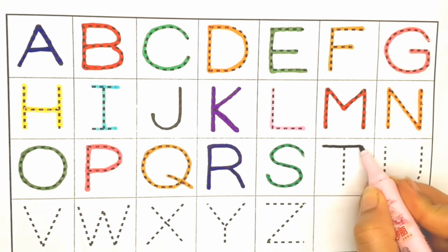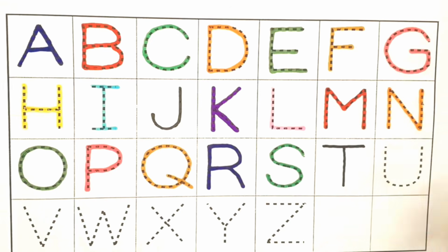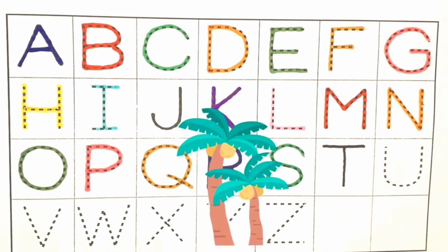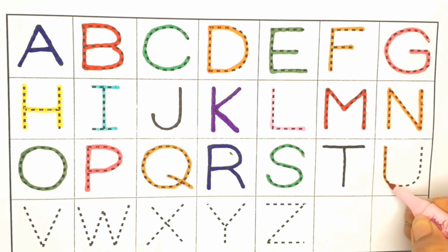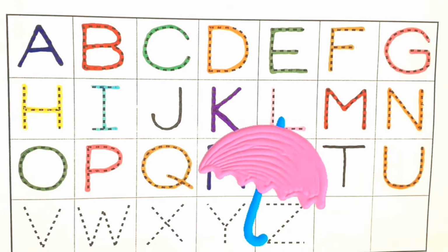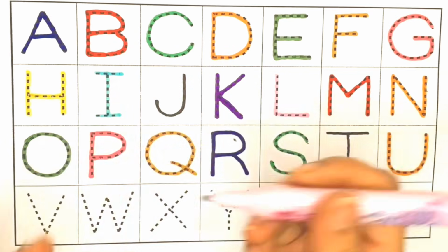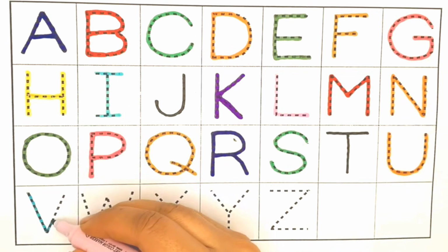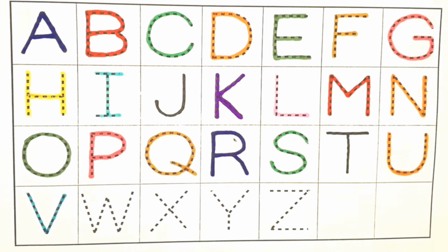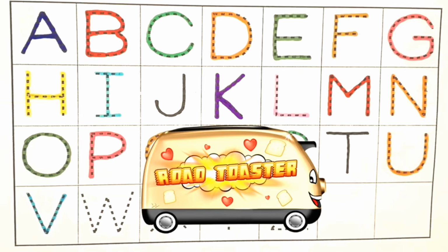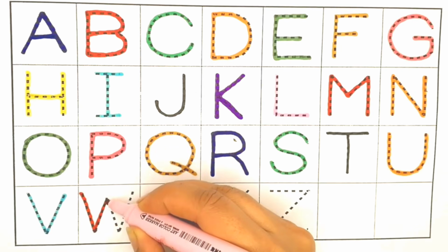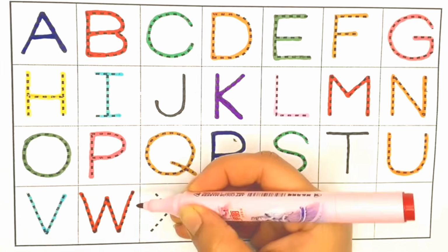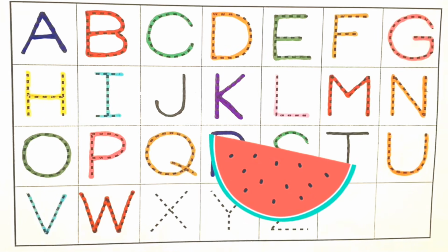T, T for tree. U, U for umbrella. V, V for van. W, W for watermelon.